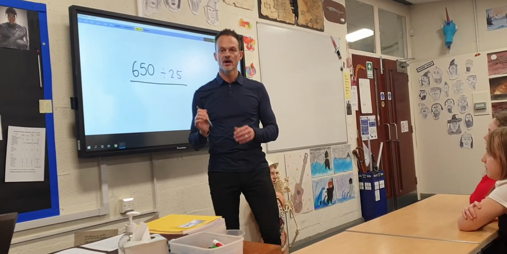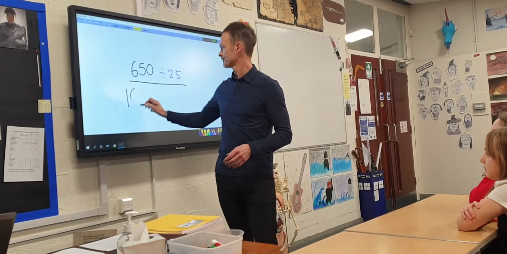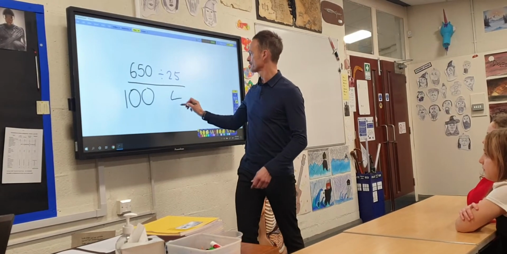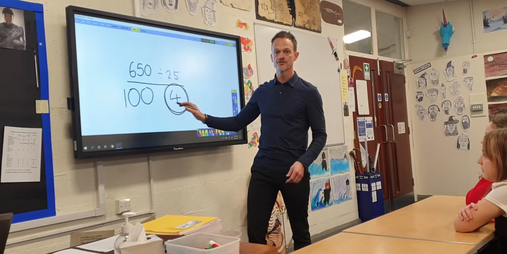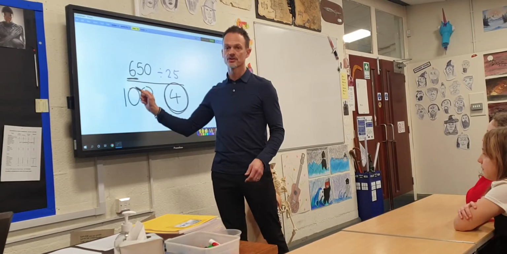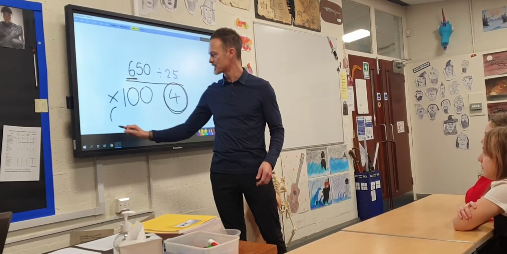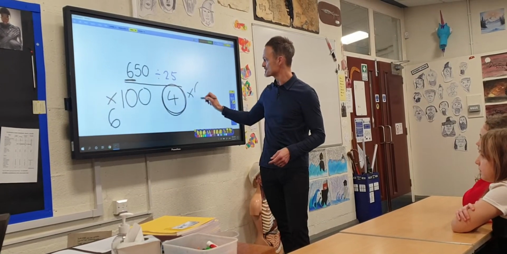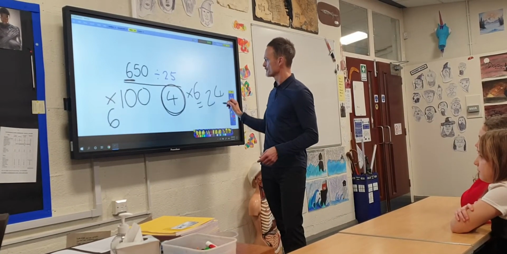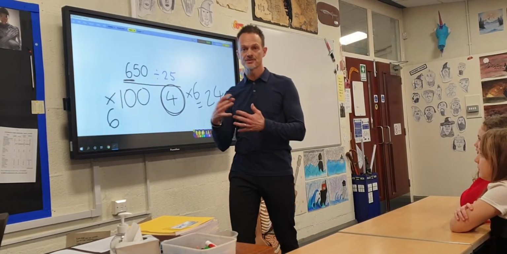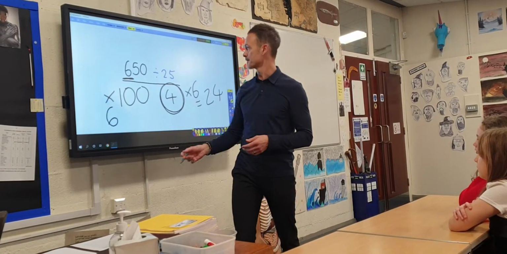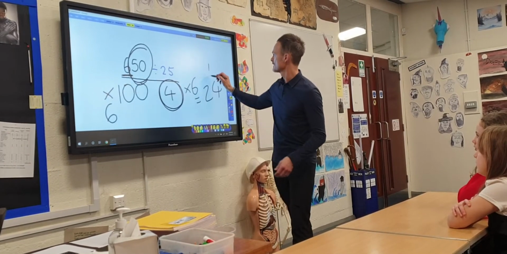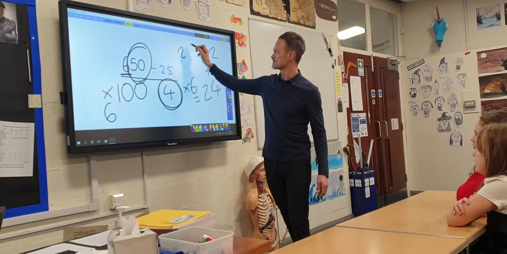650 divided by 25. In 100, we know there are 4 lots of 25, right? So we're already at 4 lots of 25. We're going to 600, so Adam has times by 6 to get to 600. He then timed his 4 by 6 to get 24. So in 600, he knows there's 24 lots of 25 already. Then we've got our 50. That's 2 more lots of 25. He added 2 on and he got 26.